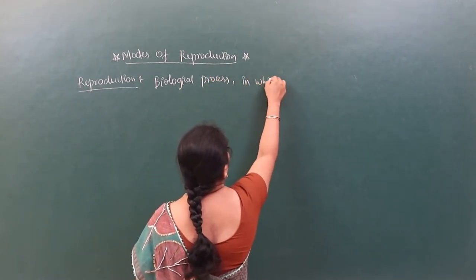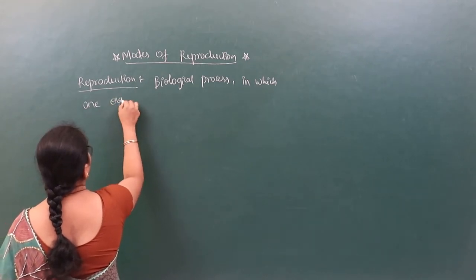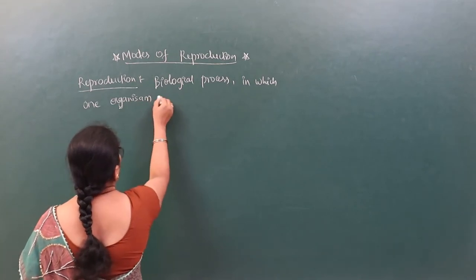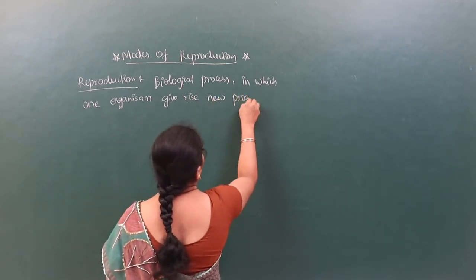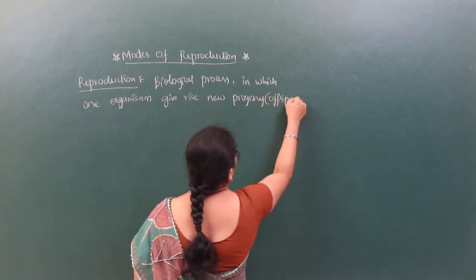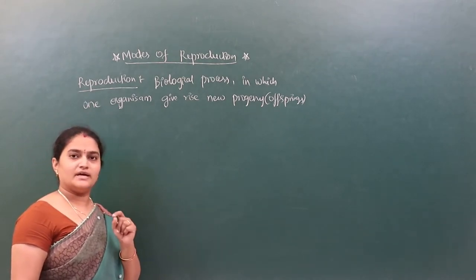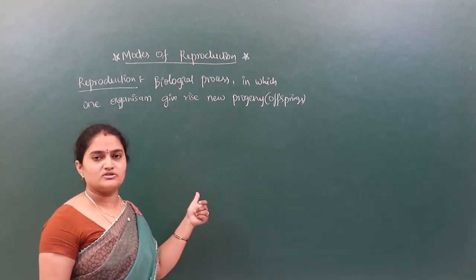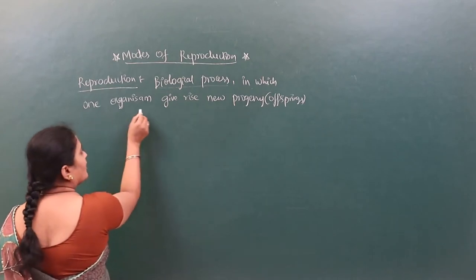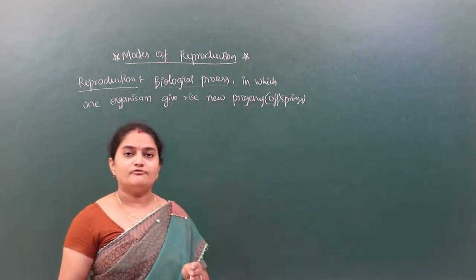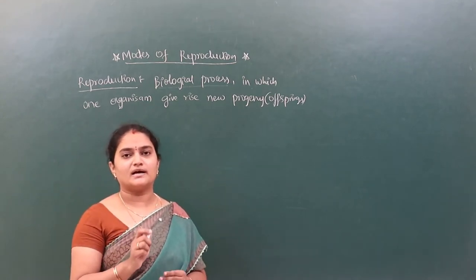in which one particular organism gives rise to a new offspring, a new progeny or offspring. This is called reproduction. Reproduction is a biological process. Actually any living organism has to undergo the process of reproduction for the survivability of the species on the earth. So it is a biological process in which one organism gives rise to a new progeny. That means if we give birth to a new individual, that is called a new progeny or new offspring. Offspring and progeny are the same.